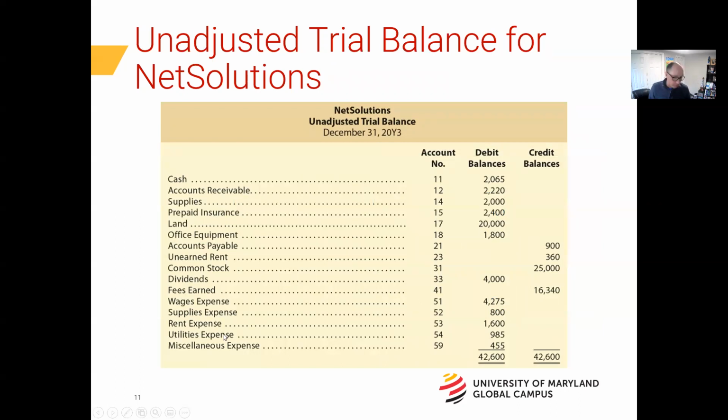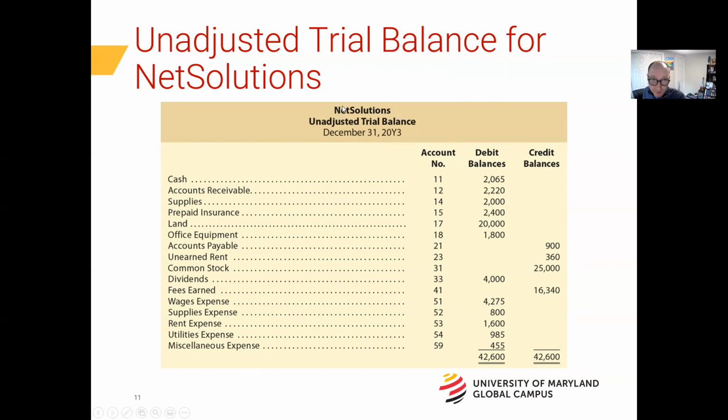Okay, so part of the adjusting process is that we create this thing called an unadjusted trial balance. Now, as I had said, the purpose of an unadjusted trial balance is to verify that your debits equal your credits. And as we just found out, there are some instances when that may not always be the case, in the event of accruals or deferrals that impact these types of accounts.